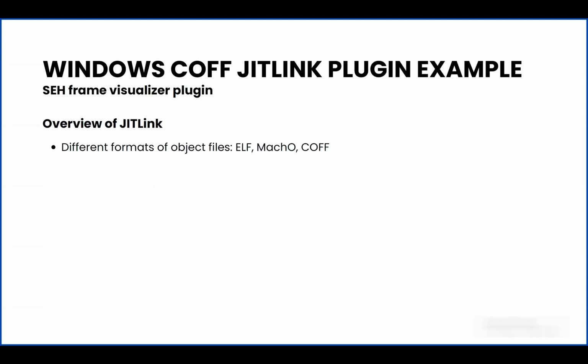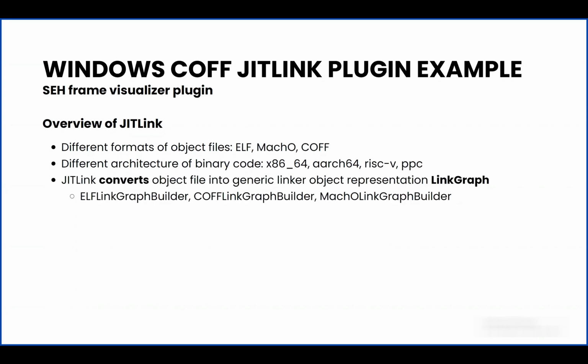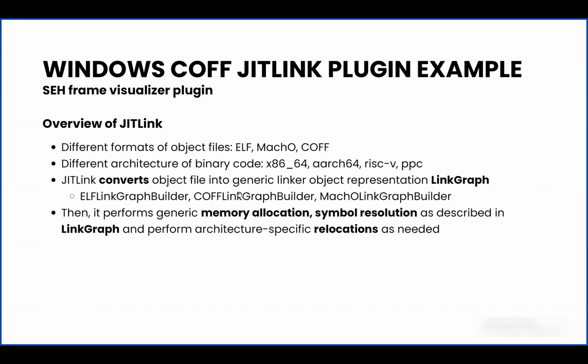So we have different object files, and we have different architectures for binary code. And since we have different formats of object files and different architectures of binary code, we want to support a combination of these. And in order to do it while achieving a great deal of code sharing, JITLink converts the object file into a generic linker object representation, the link graph. And then it performs generic memory allocation and symbol resolution as described inside the link graph, and performs architecture-specific allocations. So everything is centered around this data structure called the link graph.